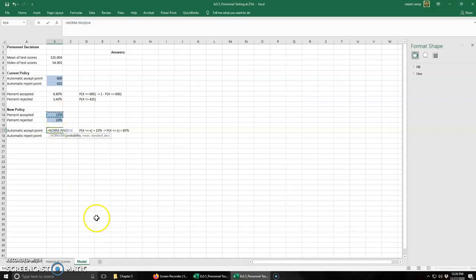Now, if I did just 15% and then said that there's my mean, F4, comma, my standard deviation, F4, comma, and we're going to make that true or 1. Oh, actually, no, just don't need that for there. If I go and do that, that tells me the automatic accept point would be 468. But remember, that is going to put us at 15%.